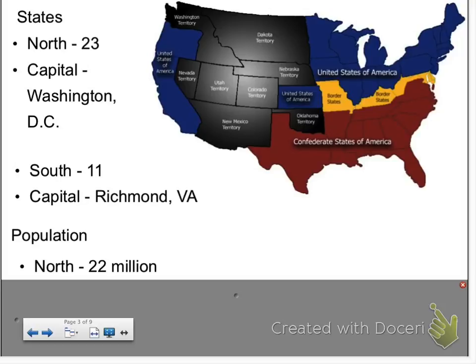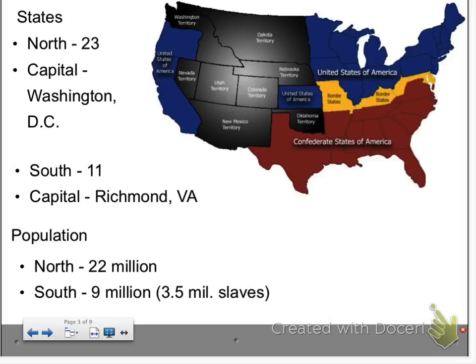So what do you think about in the South? 5 million. 12. 10, 12, someone was close, it's 9. But of that 9 million, 3.5 million are slaves. So over a third of the people living in the South are slaves. Isn't that crazy? A crazy number to think of. 9 million people live there, but of them, 3.5 million of them are slaves.